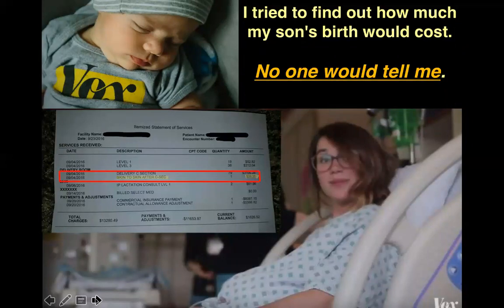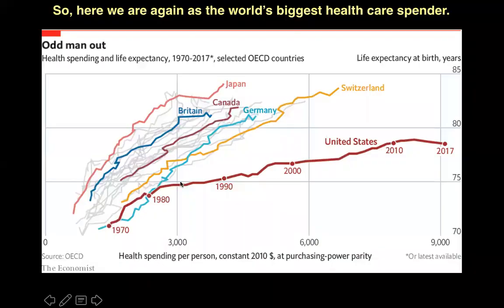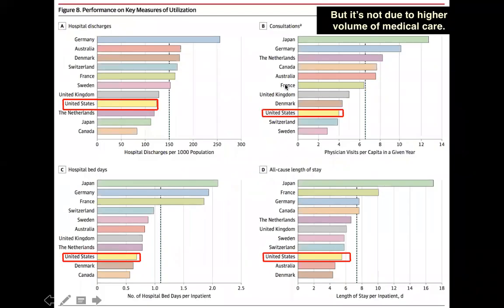So look at your medical bills. They can get crazy sometimes. So here we are again as the world's largest healthcare spender, in part because we have the highest prices. Right? It's not because we have the most amount of care.